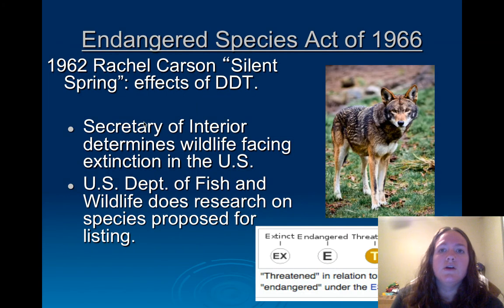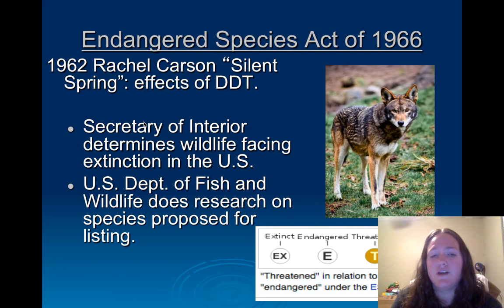So looking at a couple of things that led to the endangered species lists and things like that. The Endangered Species Act of 1966, you need to know this law. This came about because of that issue that Rachel Carson pointed out in her book Silent Spring about DDT and the bald eagles.